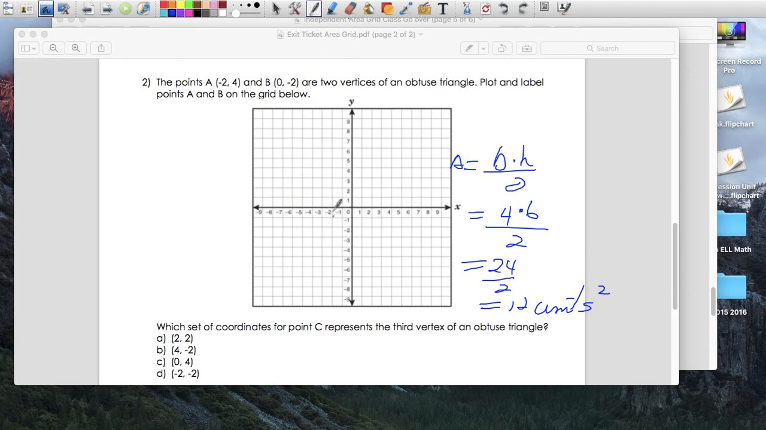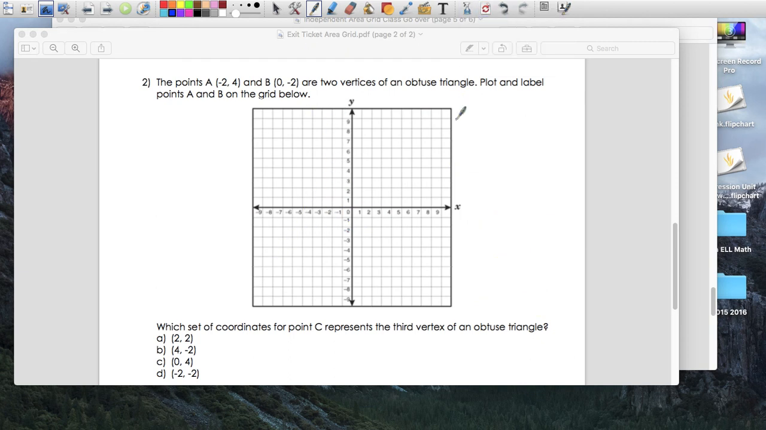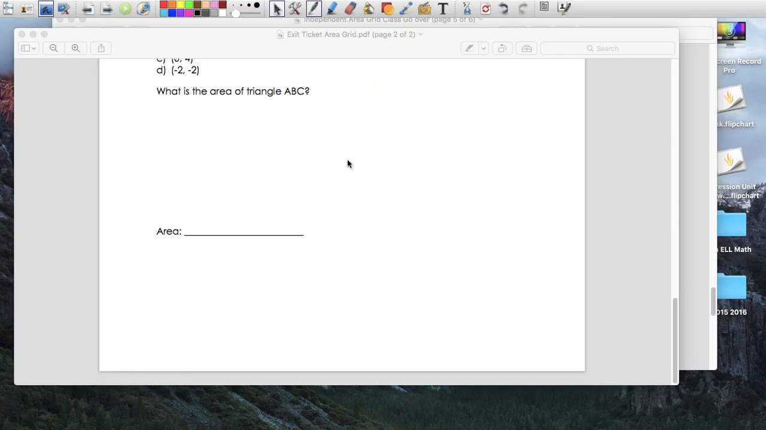So let me just make this a little prettier. Okay, so our points were -2 and 4, 0 and -2, and the other one was 4, -2. So that was our triangle. Okay, and the height is this guy right here. Draw it down. There's our height right there. This distance is our height. Okay, and that's it, I think.